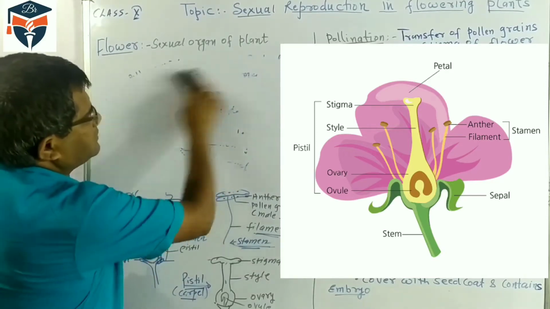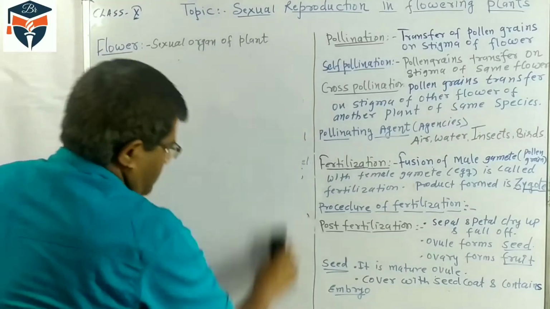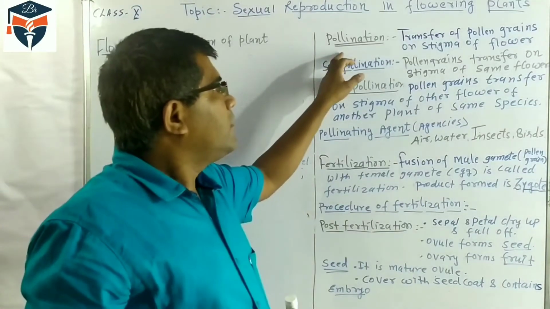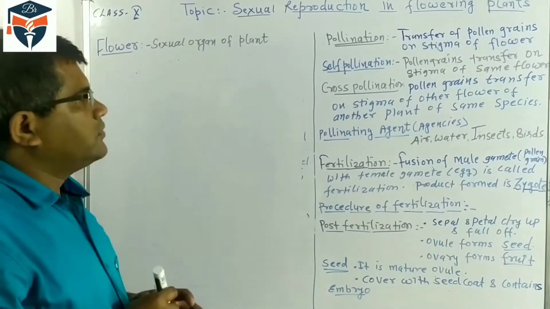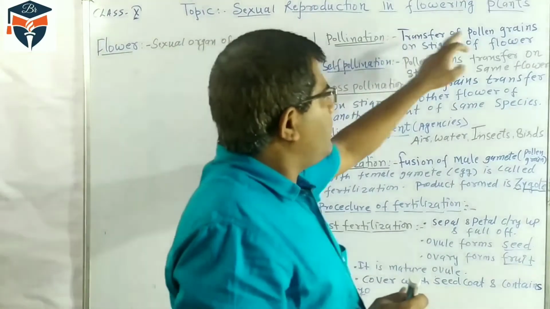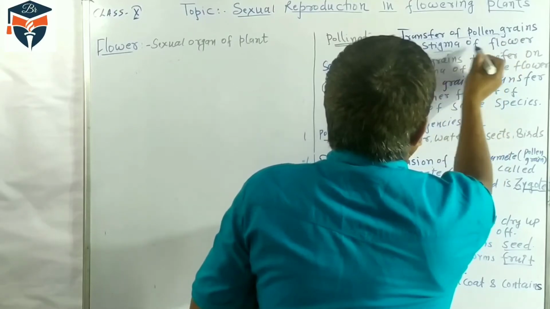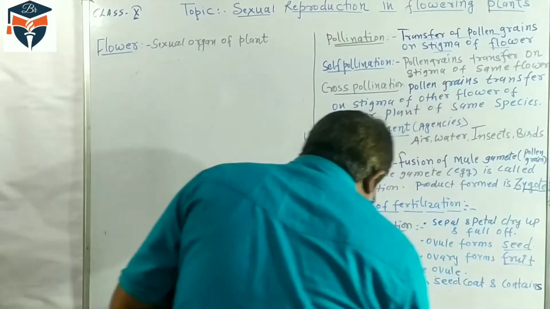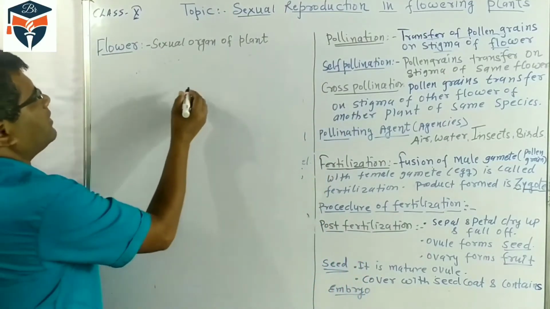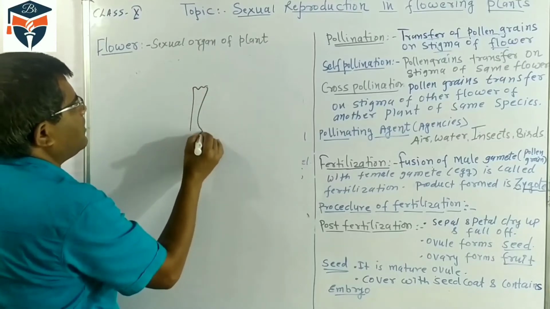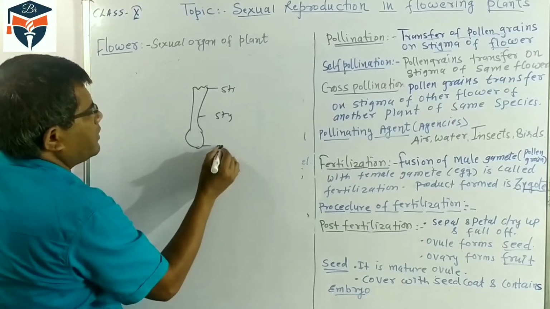The second important part is pollination. Now what is pollination? Generally, what happens after the maturation of the pollen grain? This pollen grain gets matured and is transferred onto the stigma of the flower. So when pollen grains are transferred onto the stigma, suppose I have one flower, this is the stigma part, style part, and ovary.